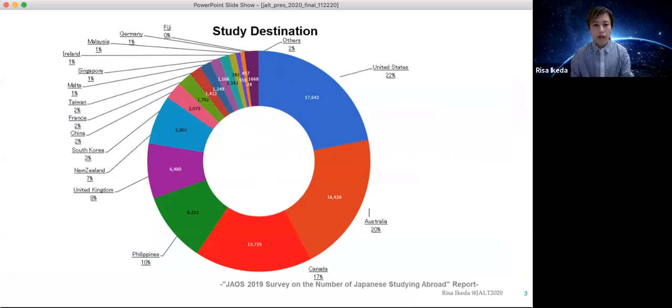Okay, so I'd like to start with some statistics about study abroad in Japan. This is taken from JALT, which is the Japan Association of Overseas Studies, and they are a non-commercial organization, meaning they're not the government, but kind of more like an NGO, NPO type organization.